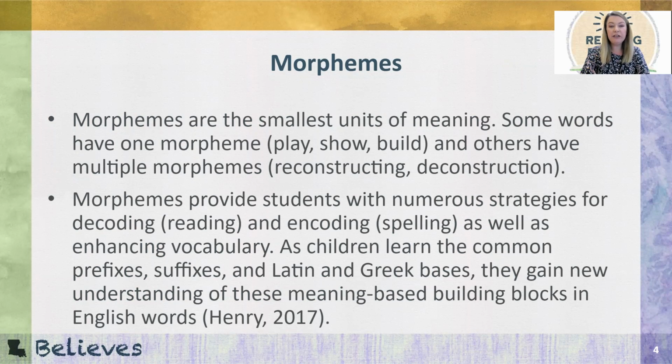So if we look at reconstructing, there is a prefix that starts it out, which is re, and re means again, to do again. Con means thoroughly, to thoroughly do something. Struct is your base, and struct means to build. And then ing is a verb tense. It means it's happening in the present. And so if we put these together, it means that we are thoroughly building something again in the present tense.